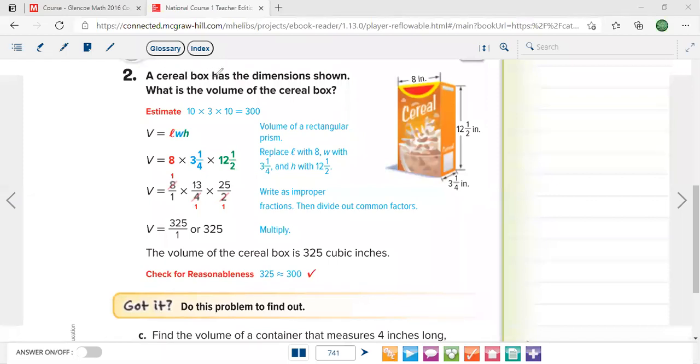A cereal box has the dimensions shown. What is the volume of the cereal box? So it has length 8 and width 3¼ inches and height 12½. So the volume will be, first they are trying to estimate, meaning 8 is close to 10, 3¼ is close to 3, and 12½ is close to 10, so it's close to 300.